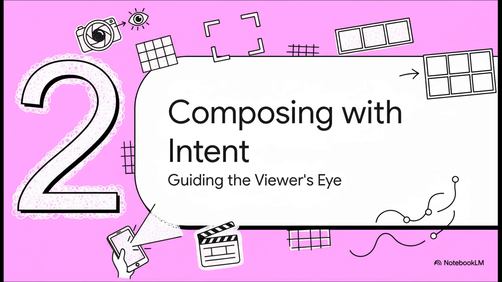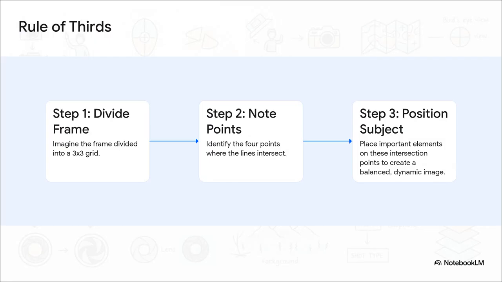All right, so once you've got your angle picked out, the next step is composing with intent. Because this is all about guiding the viewer's eye. It's about how we arrange everything inside the frame to really, truly maximize the story's impact. And the most fundamental rule here is, of course, the rule of thirds.